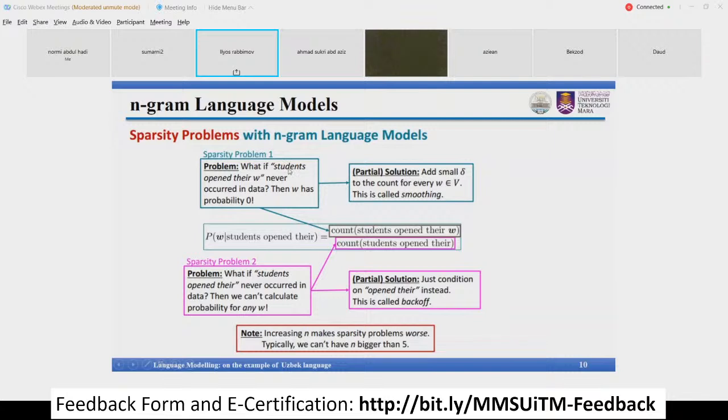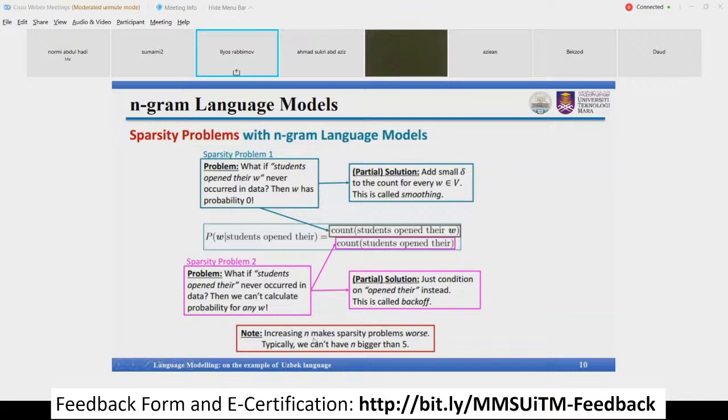Partial solution for this: add a small delta to the count for every w belongs to V, the vocabulary. This is called smoothing. Second sparsity problem: what if students open there never occur in the data? Then we cannot calculate the probability for any w. Solution for this: just condition on open there instead of students open there. This technically is called backoff.